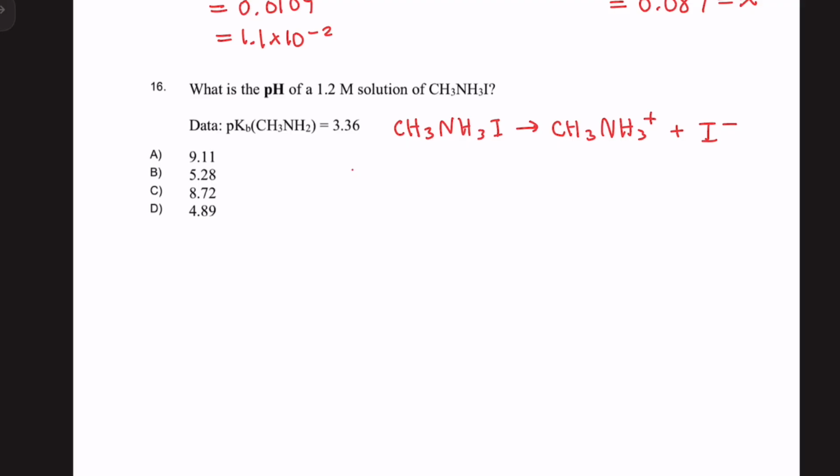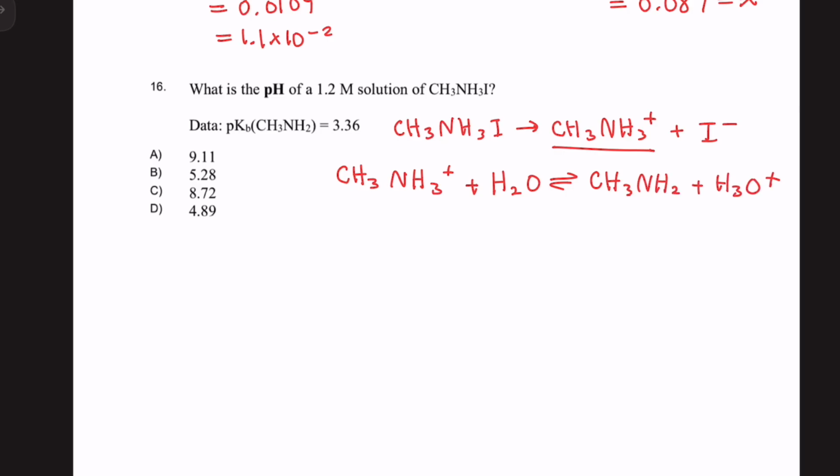We're going to have this cation react with water and form CH3NH2 plus H3O plus. All right, so that is our proper equation. And now we're going to do another ICE table.